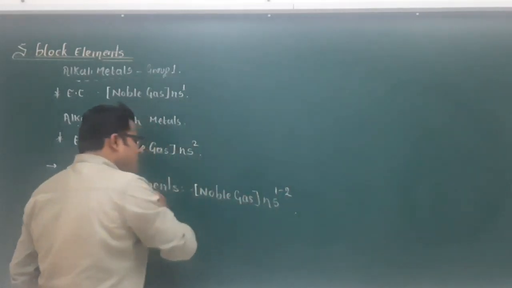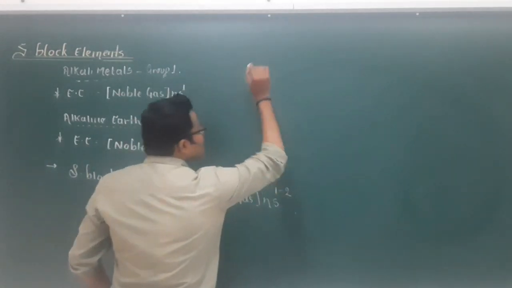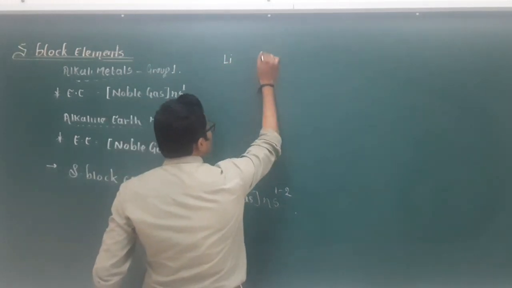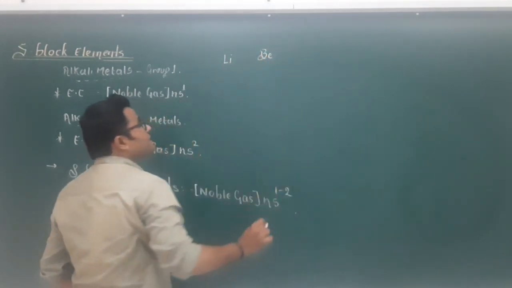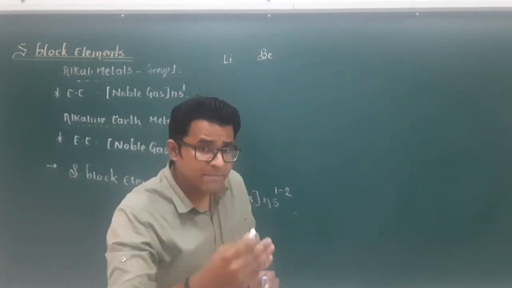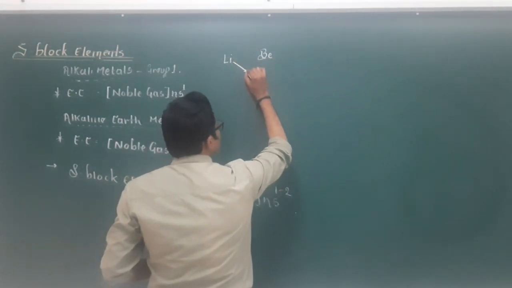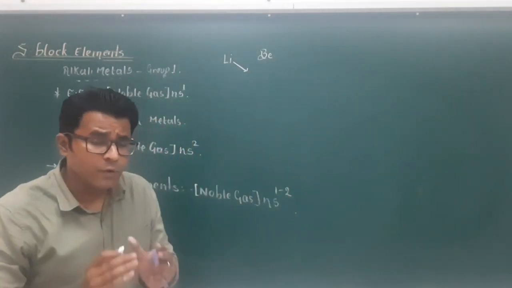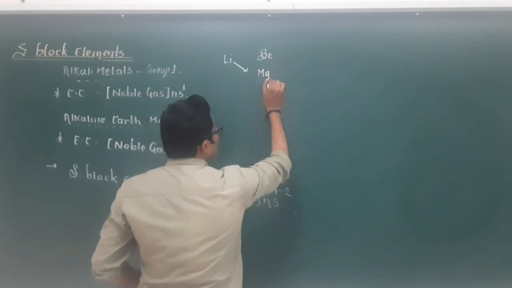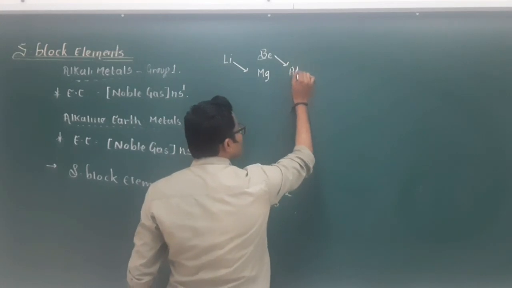Now, when we take a look into a bit more detail, what we understand is that there are elements such as lithium and beryllium. These particular elements show properties resembling other elements. Lithium shows certain properties which resemble those of magnesium, while beryllium shows some properties which resemble those of aluminium.